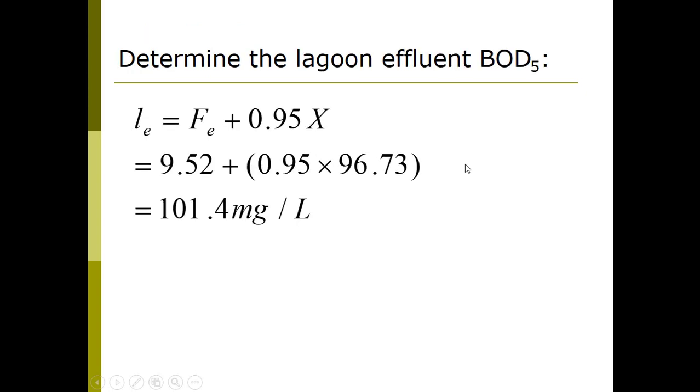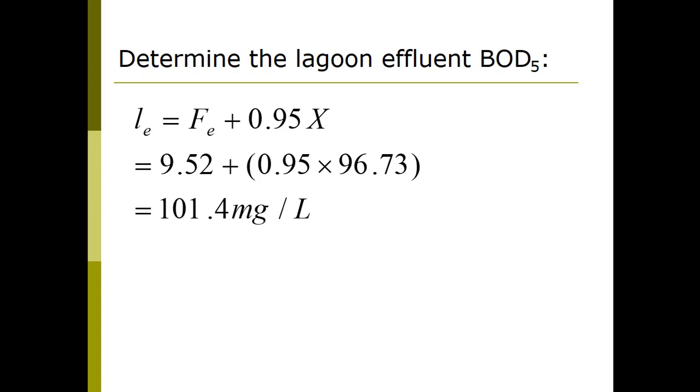So X equals 96.73. Now we can calculate the lagoon effluent BOD. Le equals Fe plus 0.95 X, so the final answer is 101.4. Are we done? Yes, we are done for the lagoon effluent. We have two effluents: the first comes out of the lagoon, then is sent to the maturation pond. So let's continue to design the maturation pond and see how this effluent will be converted.